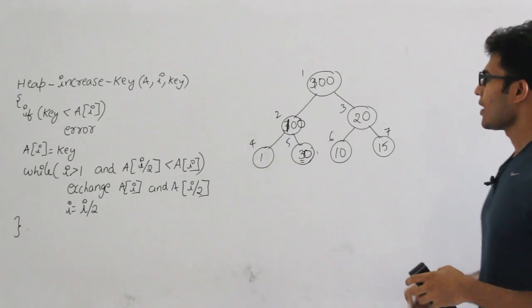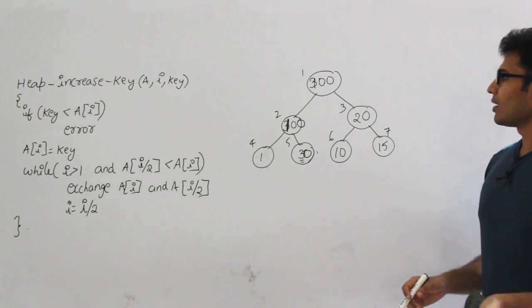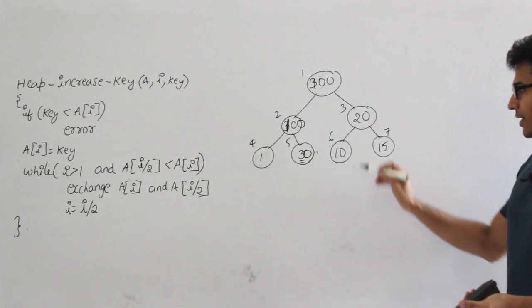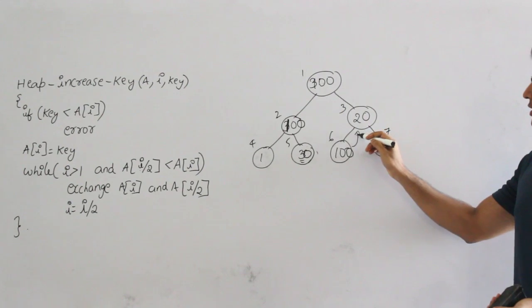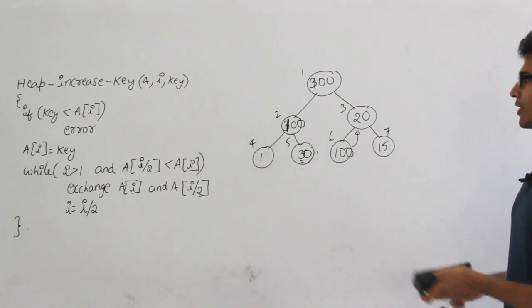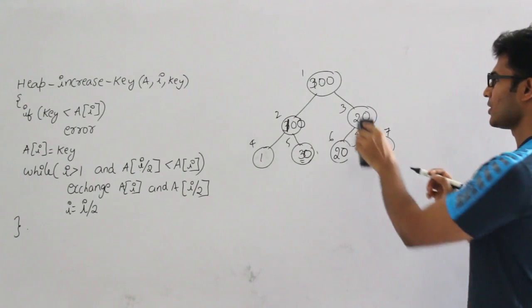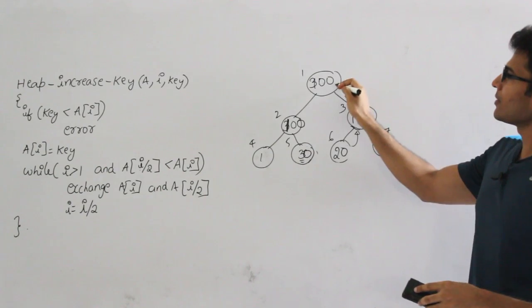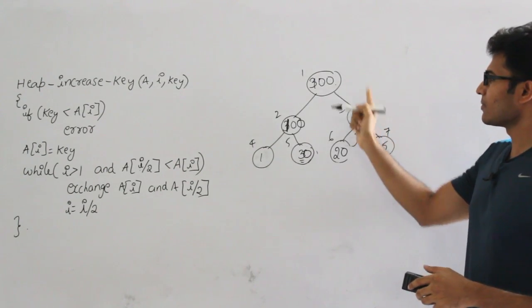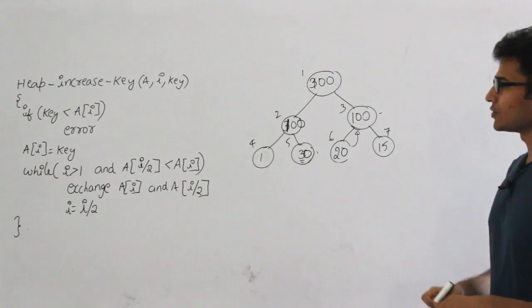Now let us say I want to increase the value of 10 to maybe 100. So if I increase 10 to 100, then what happens? I should compare with the parent, and then if it is lesser I should swap it. Therefore it is lesser, so the parent has to be here and 100 has to be here. And again 100 has to be compared with the parent. If it is lesser I should swap it, but then it is greater, so leave it there, right? So that is how the algorithm is going to work.